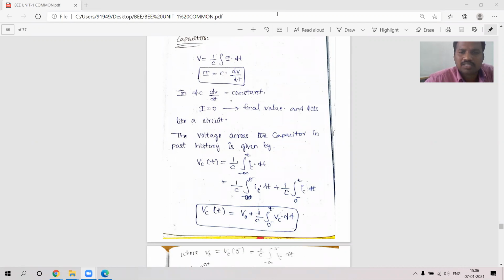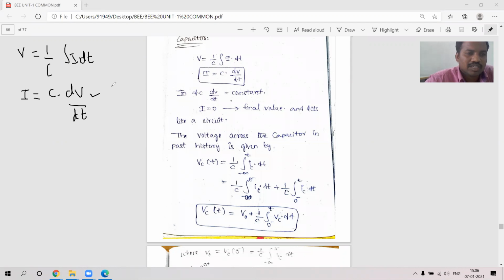What about the capacitor picture? We know the capacitor voltage. What is the capacitor voltage formula? Vc is equal to 1 by C integral I dt. From this we can find I is equal to C dV by dt. Previously we used this for the inductor, now we are using it for the capacitor.